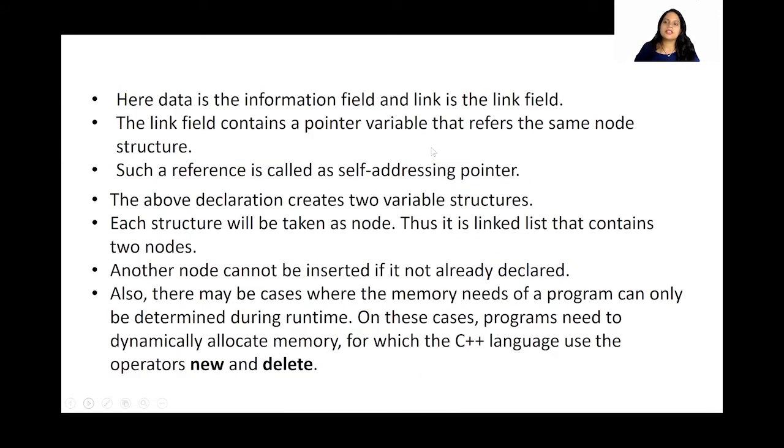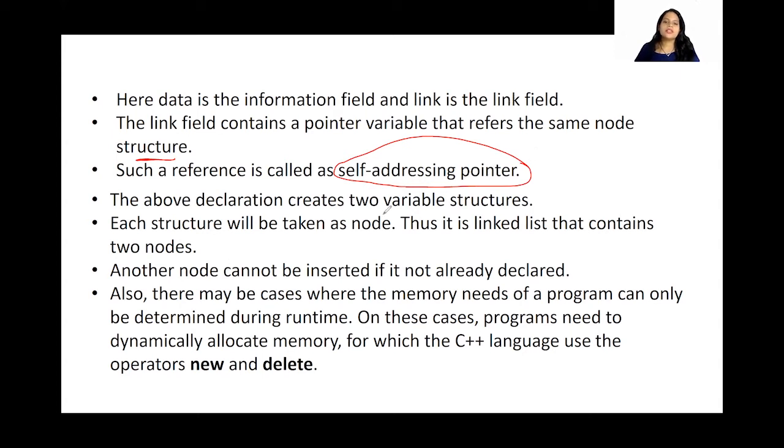Next, see the explanation for the same. The data is the information field and link is the link field, which we have seen many times, isn't it? The link field contains a pointer variable that refers to the same node structure. Okay, such a reference is called a self-addressing pointer. Why? Because it is going to point to another node. Okay, so this is nothing but a self-addressing pointer.